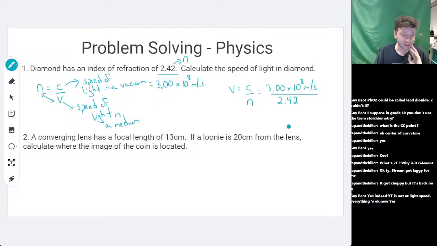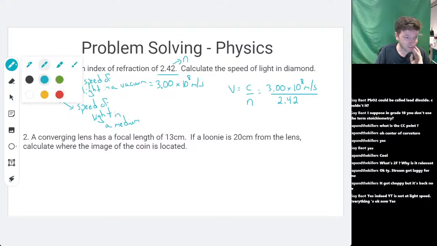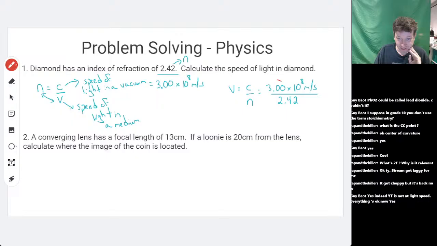2.42. Here's what I suggest if you are not good with your calculator. Put this on your calculator. So if I take my calculator and just do 3 divided by 2.42, I get 1.239 and so on. So I'm going to round that to 1.24.